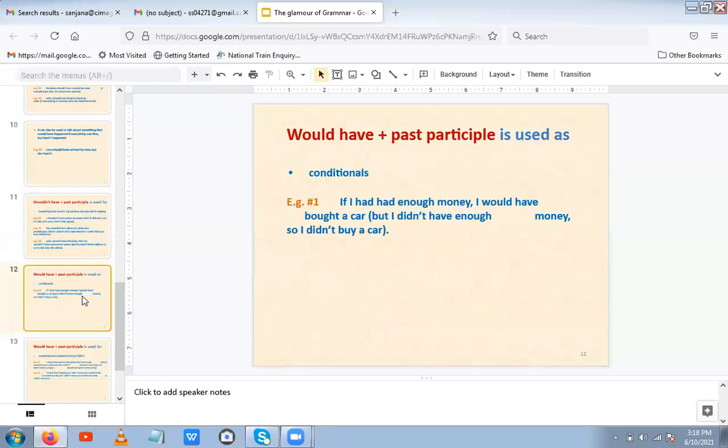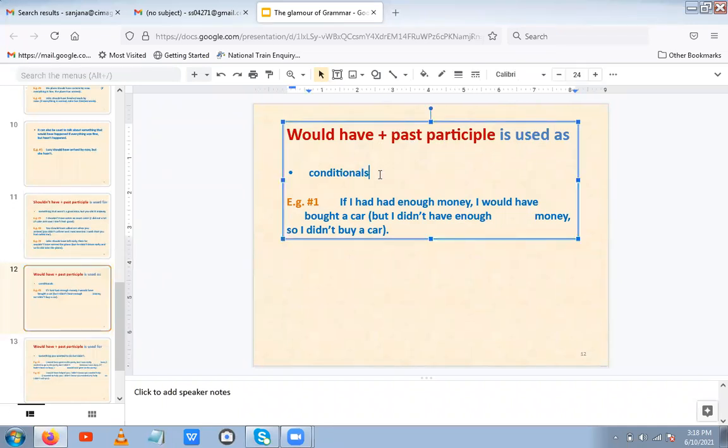Now we are looking at would have plus past participle, which is used for conditional sentences. If I had enough money, I would have bought a car. What does it really mean? It means, but I didn't have enough money, so I didn't buy the car. So these are conditional sentences.